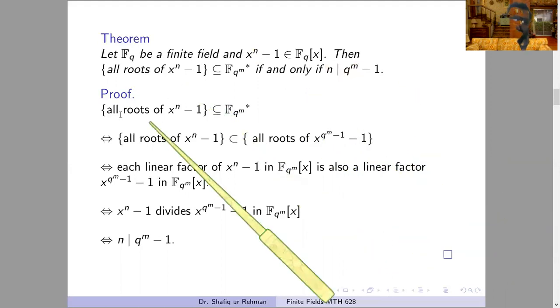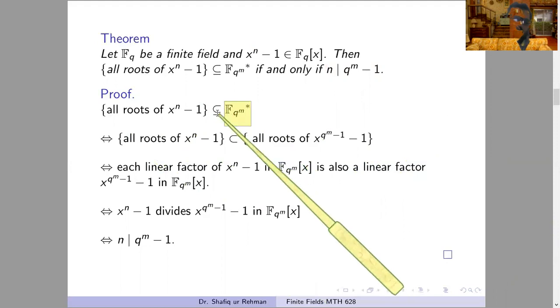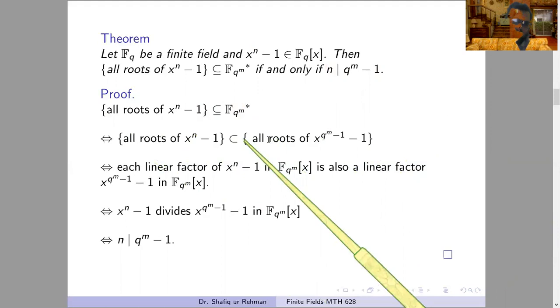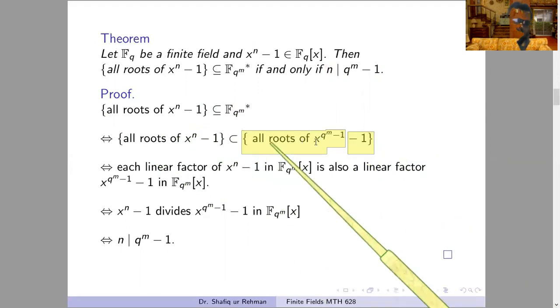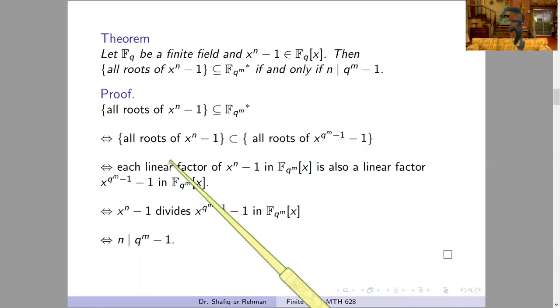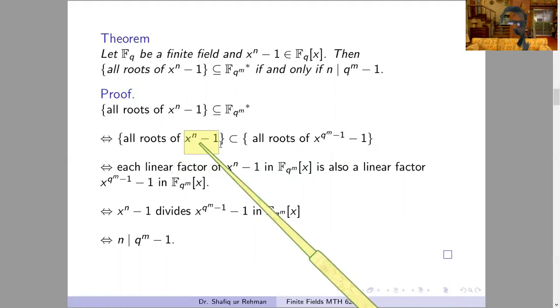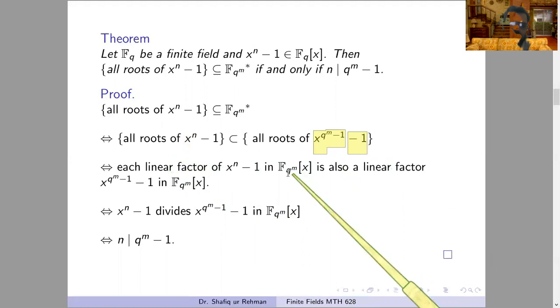If we suppose that all the roots of this polynomial belong to this set, and we know that this set is equal to the set of all roots of this polynomial, it means this set is a subset of this set. It means that each root, each linear factor of this polynomial, will also be a linear factor of this polynomial in this polynomial ring.